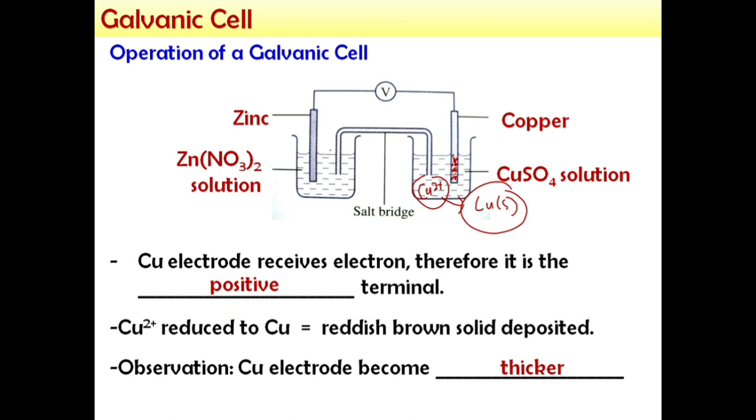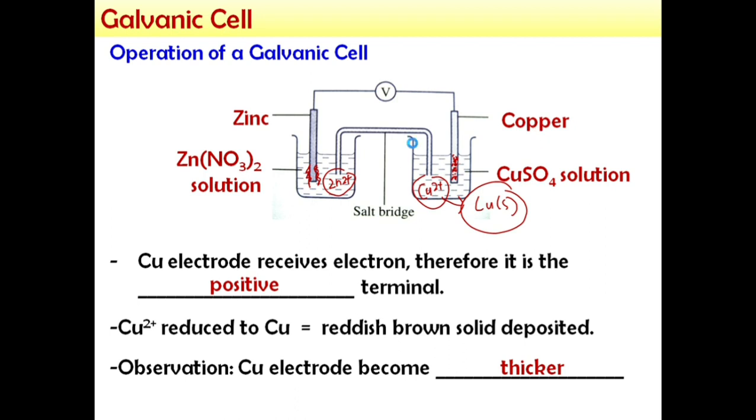So kalau kita nak compare dengan zinc tadi, this will dissolve, produce zinc 2+ ion. So this will become thinner. Untuk copper electrode will become thicker because Cu solid is deposited. Okay, so this is operation of a galvanic cell.